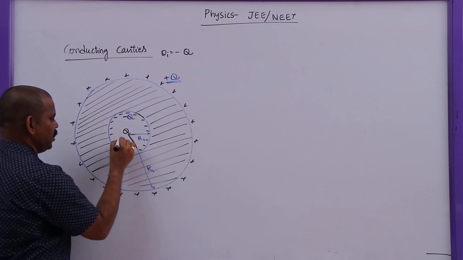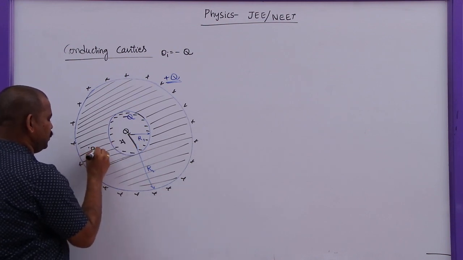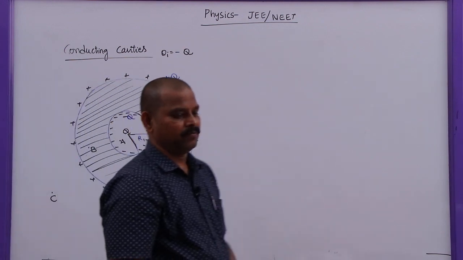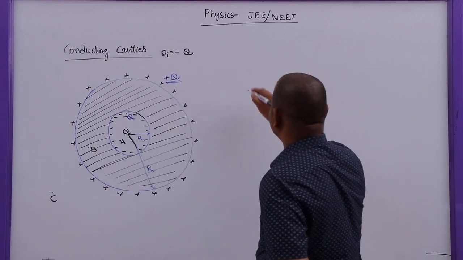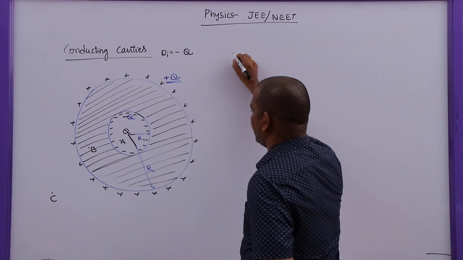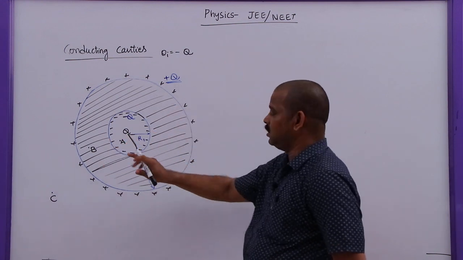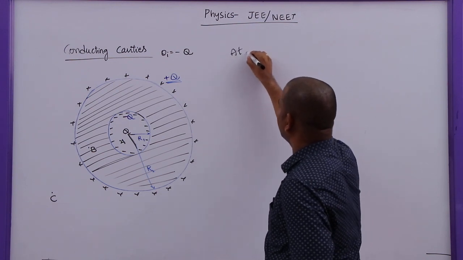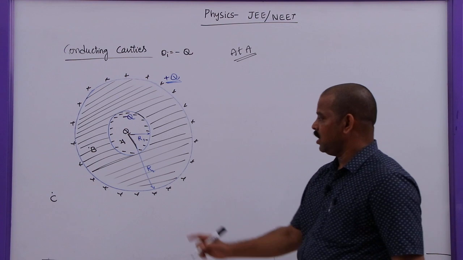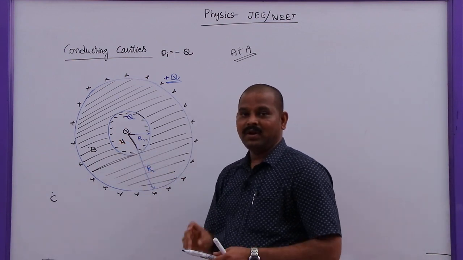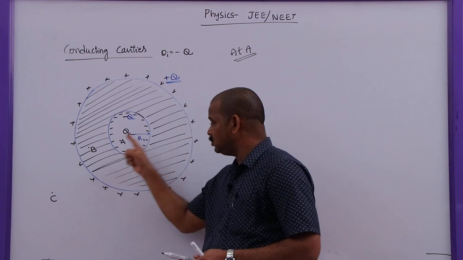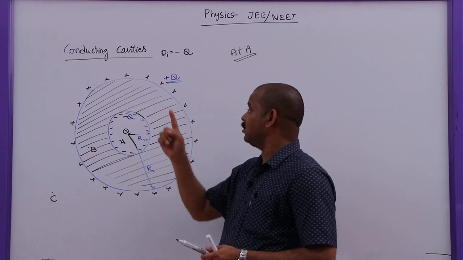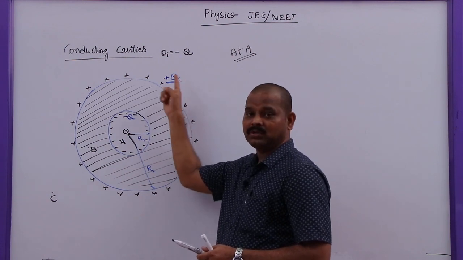This is point A, this is point B, and let me take point C outside this system. Let me find the electric field as well as the electric potential at points A, B and C. First at point A, we will have the electric field due to this positive charge, the electric field due to this negative charge, and the electric field due to this induced positive charge on the surface.